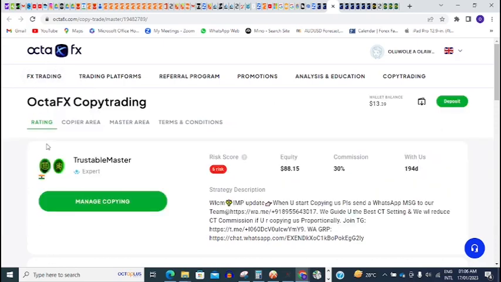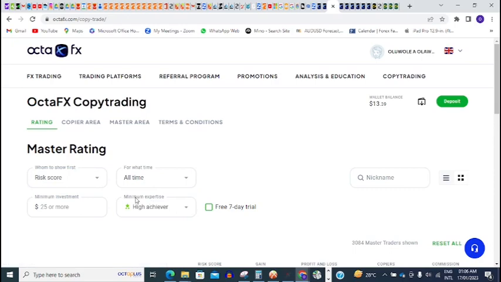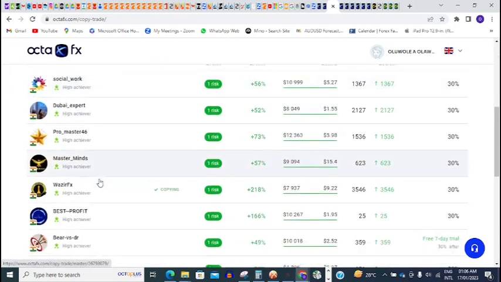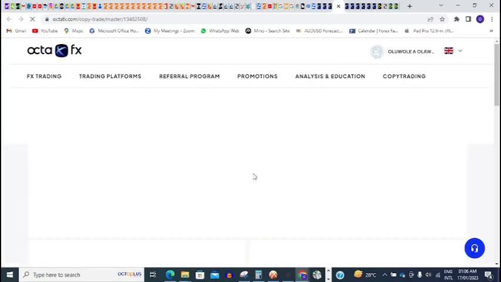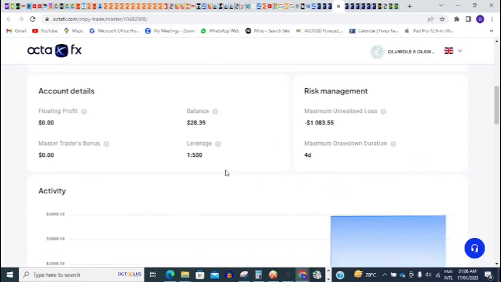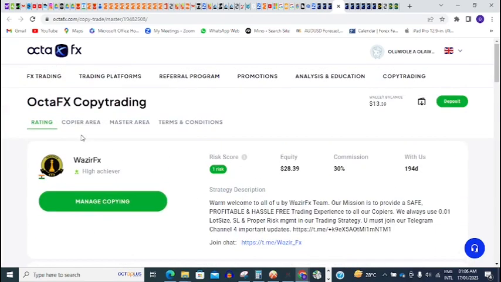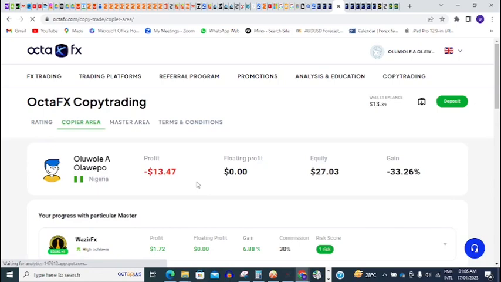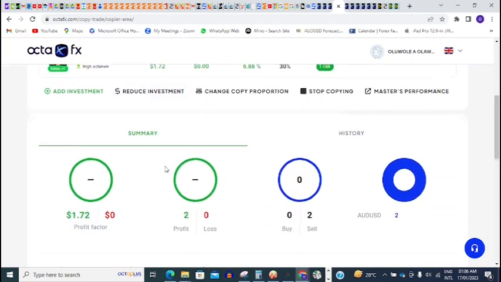Let me go to the rating again and show you the second guy. This second guy that I'm copying is it. His risk is still one. See his equity, $28. So if my equity is $25 and his own is like $28, they are close. I can manage to copy it. Let me see my own account under him. This rating area, copier area. You see, this is the loss that the first guy gave me. My equity now is $27 because I lost copying the first guy.